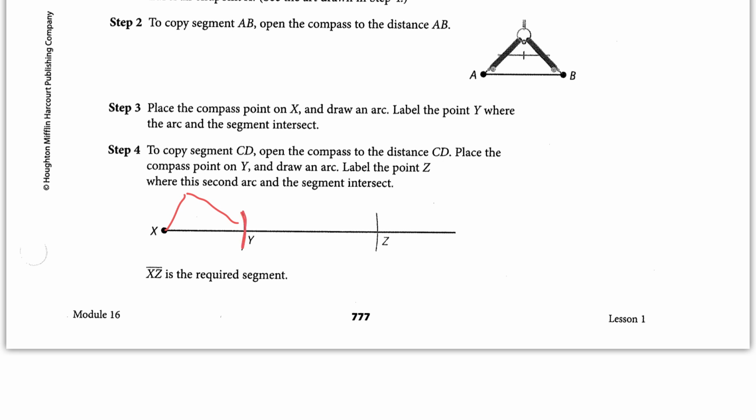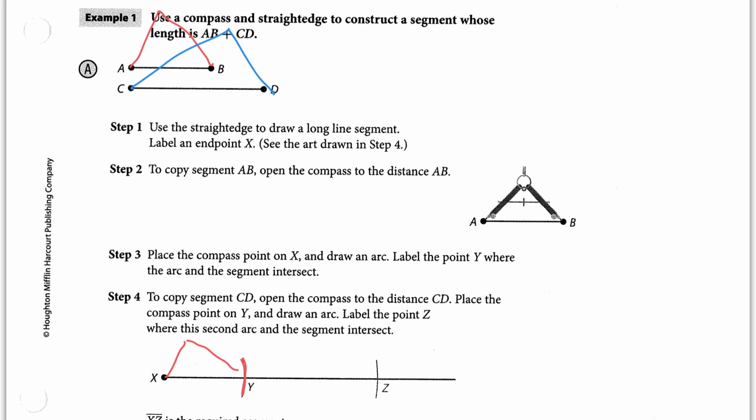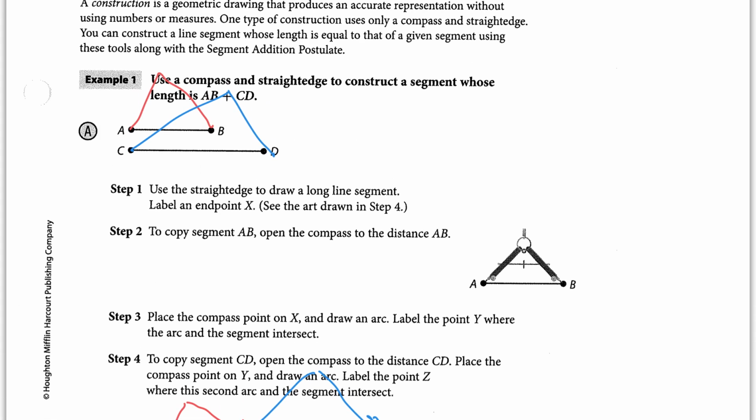Then to copy segment CD, you're going to open your compass to this new distance, CD. And place the compass point on Y and draw an arc. So here's our compass. We've drawn our new arc at Z. And this is where the second arc and the segment intersect. So XZ, this whole segment here, is the same distance as if we were to add AB and CD together.